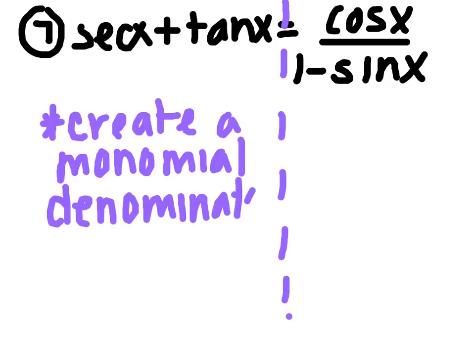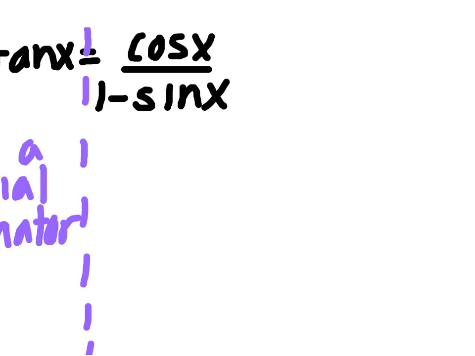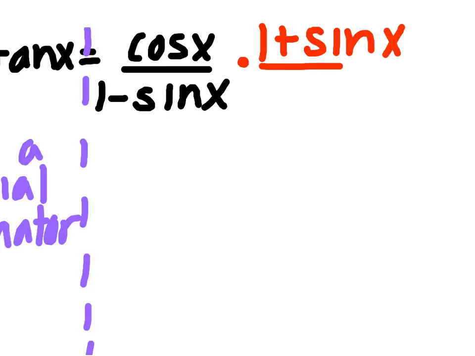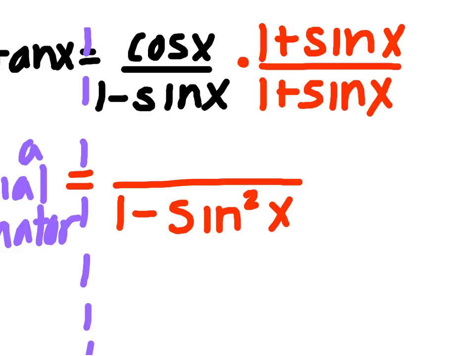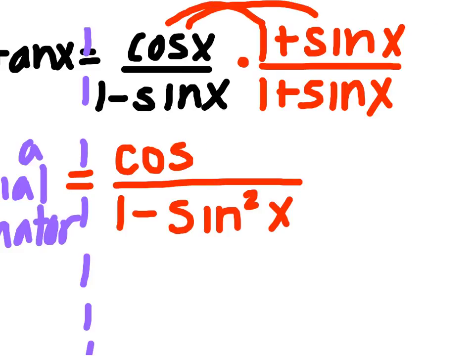So one thing we might notice about 1 minus sine is it kind of looks like 1 minus sine squared, which is a Pythagorean identity. So what I'm going to do here, I'm actually going to multiply it by 1 plus sine over 1 plus sine. And the reason why I'm doing this is that gives us that denominator of 1 minus sine squared. The reason why I can multiply by 1 plus sine over 1 plus sine is I know anything over itself is just 1. When I distribute that cosine, I end up getting cosine plus cosine sine.